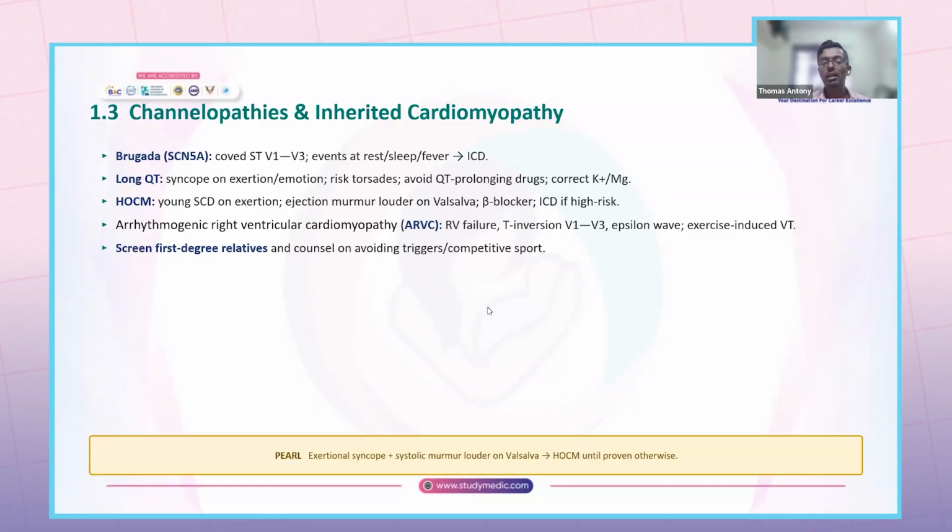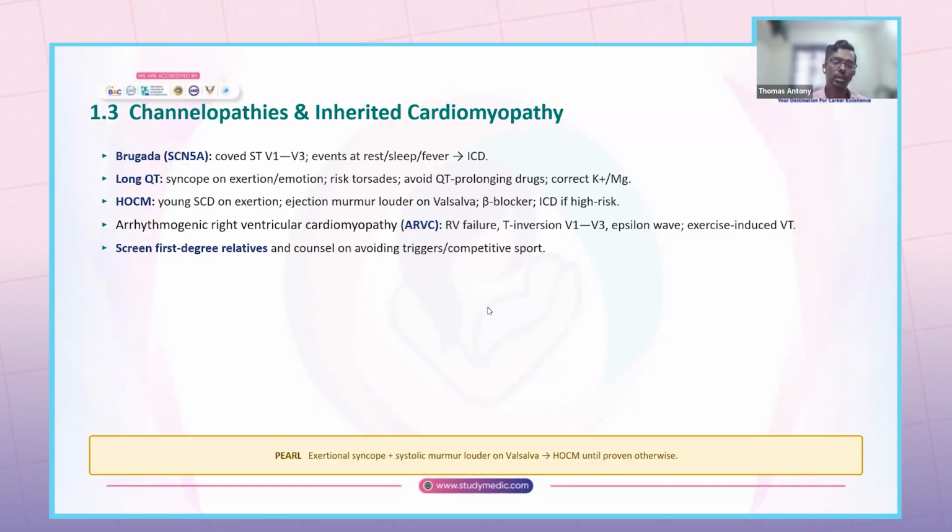So what is happening here? Here, in a young patient with sudden cardiac death on exertion, we have an ejection systolic murmur, louder on Valsalva. So we have beta blockers, and ICD if high risk.